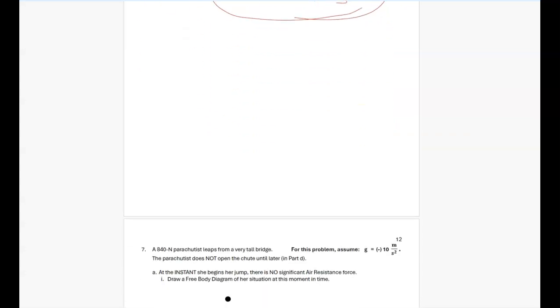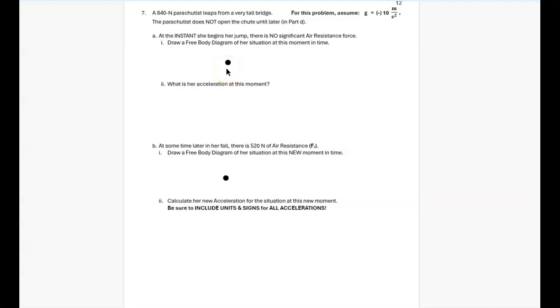So let's scroll to the next problem, and you see it's about a parachutist. So now we're going to be talking about vertical motion, and we'll be dealing with vertical forces. So the problem says an 840 newton parachutist leaps from a very tall bridge. And for this problem, we're going to assume that g is negative 10 meters per second squared, so not the 9.8 that we usually use. The parachutist does not open the chute until later, which is in part D.